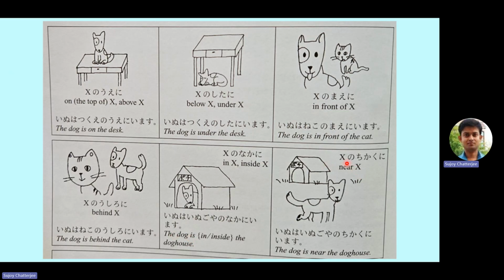Near X, X no chikaku ni. Chikaku means near. So inu wa inu goya no chikaku ni imasu. The dog is near the dog house. So in this way, you can use any relational location indicator, and after that you have to use the ni particle. This is how you write this.